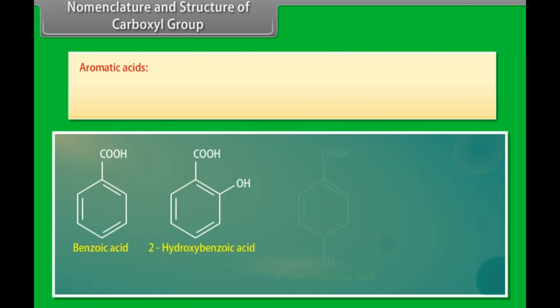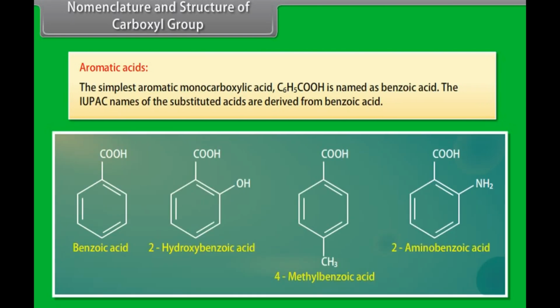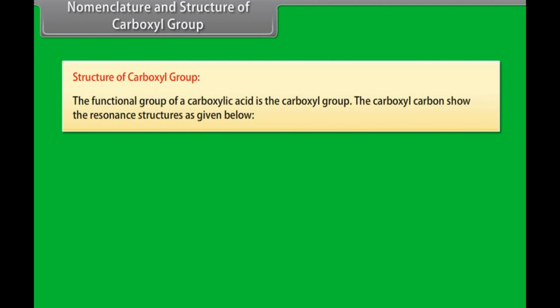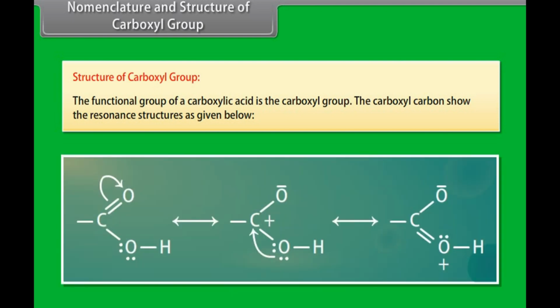Aromatic acids. The simplest aromatic monocarboxylic acid, C6H5COOH, is named benzoic acid. The IUPAC names of the substituted acids are derived from benzoic acid. Nomenclature and structure of carboxyl group. Structure of carboxyl group. The functional group of a carboxylic acid is the carboxyl group. The carboxyl carbon shows the resonance structures as given below.